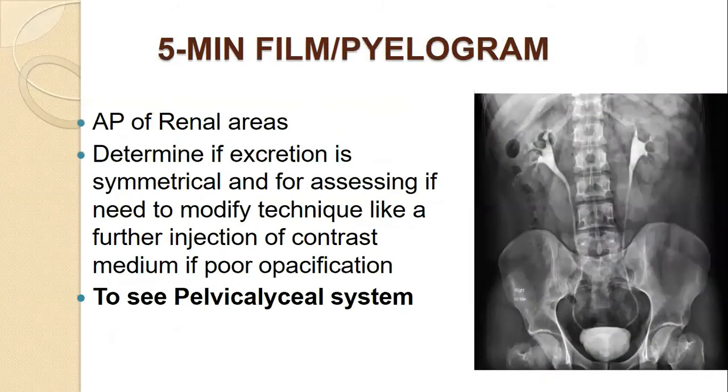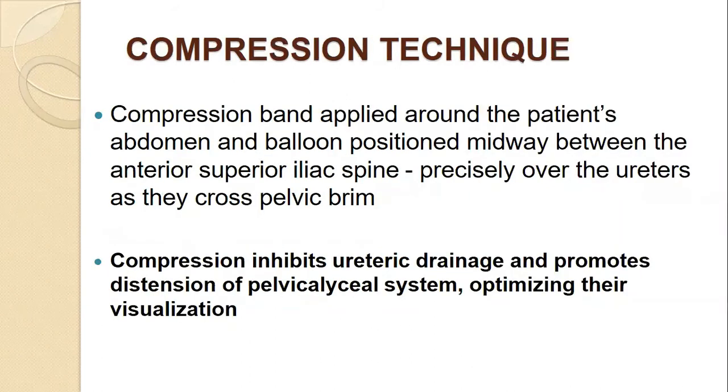Next film is a 5-minute film. It's called a pyelogram. It determines the excretion, whether it is symmetrical or asymmetrical from both kidneys, or whether we need further contrast to enhance the pelvic ureteric system. The aim is to see the pelvic ureteric system in this. So the compression technique: sometimes we need compression to see the pelvic ureteric system.